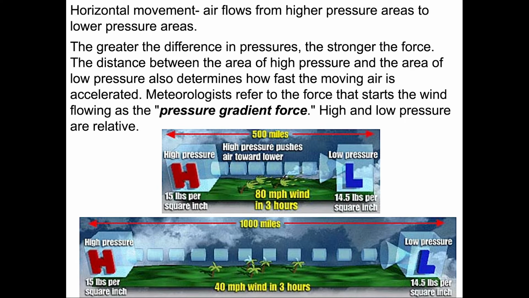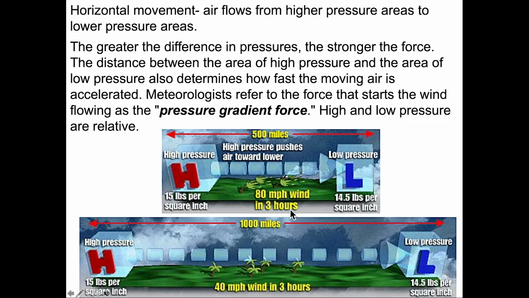And here we have an example in standard units. High pressure is at 15 pounds per square inch. The low pressure system, located 500 miles away, is 14.5 pounds per square inch pressure. This results in an 80 mile an hour wind developing in a period of 3 hours.